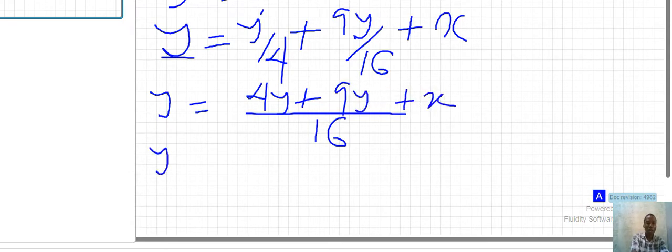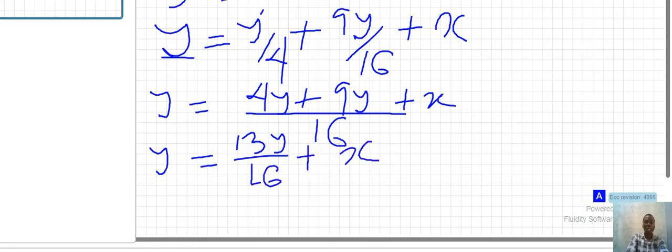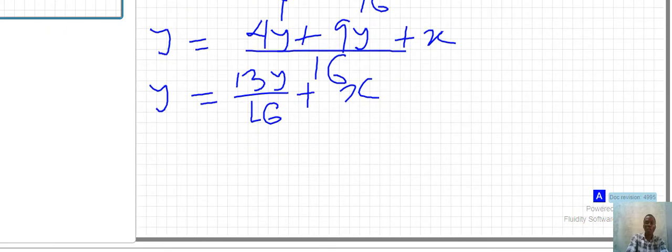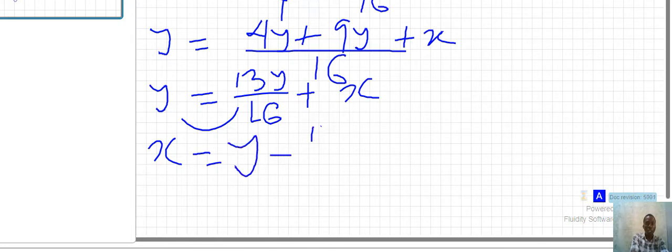So this will give us y equal to, this plus this will give us 13y over 16 plus x. Now remember, the main thing we are looking for is the value of x. So our x now will be equal to, this value will come here. That will give us y minus 13y over 16. So this will be over 1.